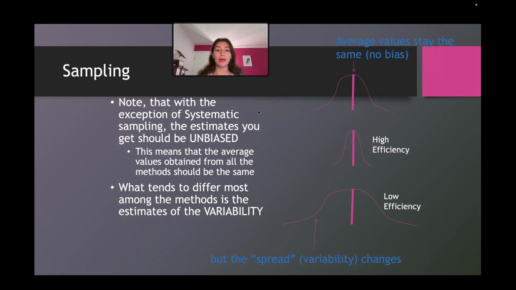So note that with the exception of systematic sampling, the estimates you get should be unbiased. This means that the average values obtained should be the same across methods. What tends to differ the most among those methods is the estimates of the variability. So the spread of variability will change, but the average values stay the same. This is telling you that there's no bias, but there's a change in the efficiency depending on how you are sampling.